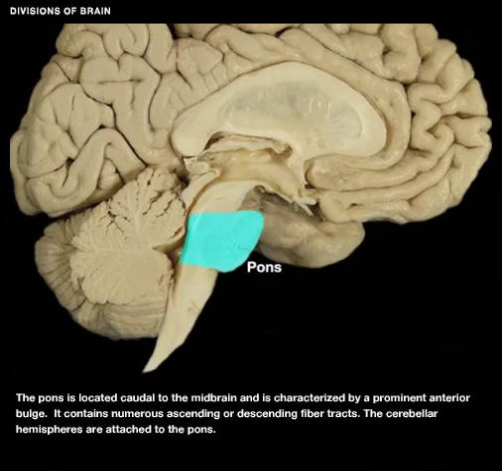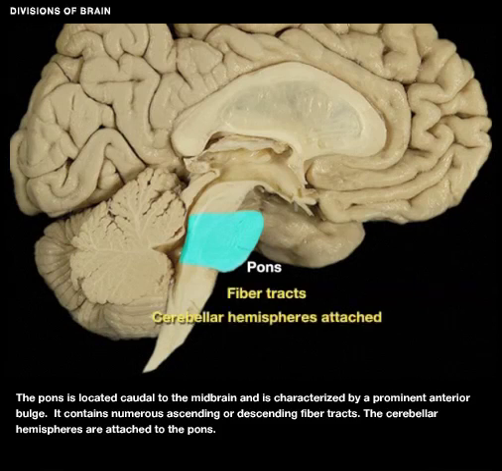The pons is located caudal to the midbrain and is characterized by a prominent anterior bulge. It contains numerous ascending or descending fiber tracts. The cerebellar hemispheres are attached to the pons.